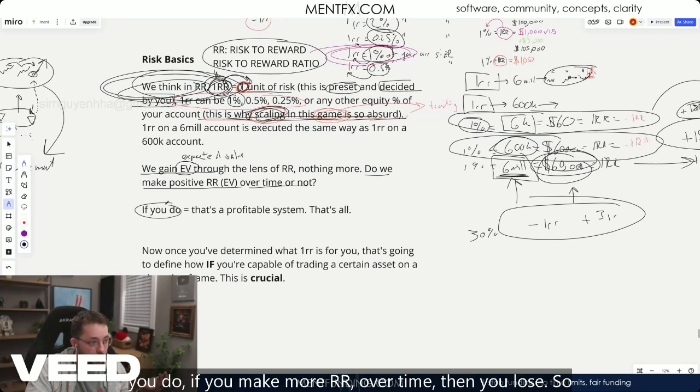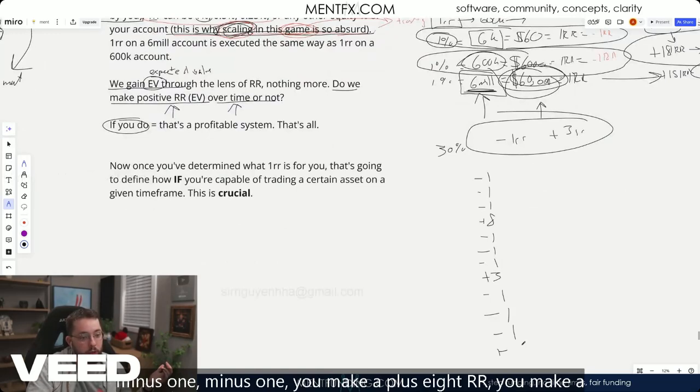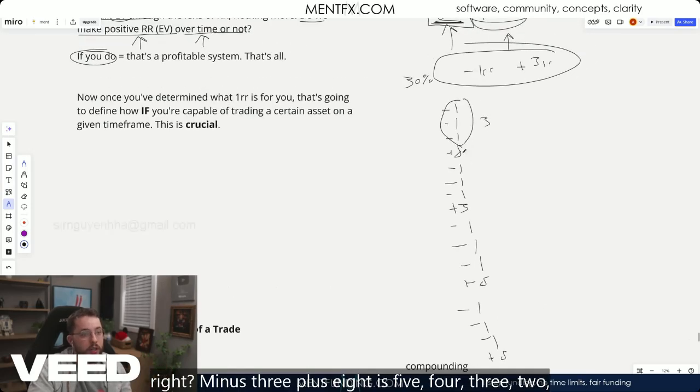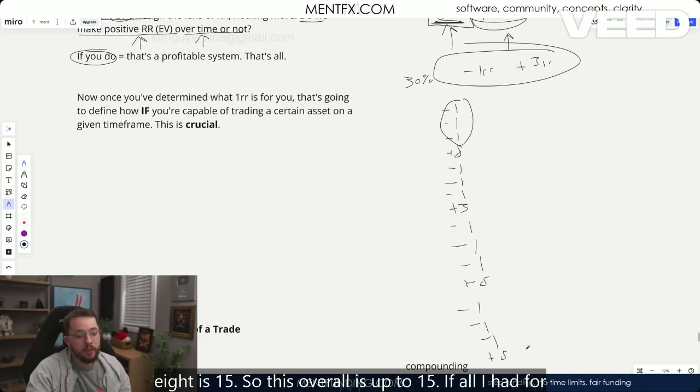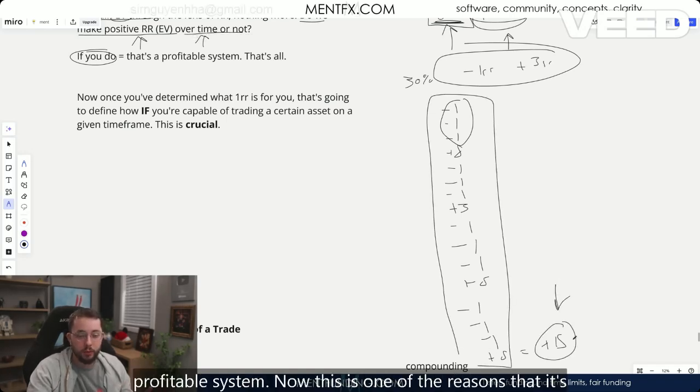Take a look at this. If you make more RR over time than you lose, so you take a minus 1, minus 1, minus 1, you make 8RR, you make a minus 1, minus 1, minus 1, you make plus 3RR, you make a minus 1, minus 1, minus 1, you make a plus 8RR, you make a minus 1, minus 1, minus 1, you make a plus 8RR. Minus 3 plus 8 is 5, and so on, up to 15. So this overall is up to 15. If all I had for my data was a system that looked like this, I have a profitable system.